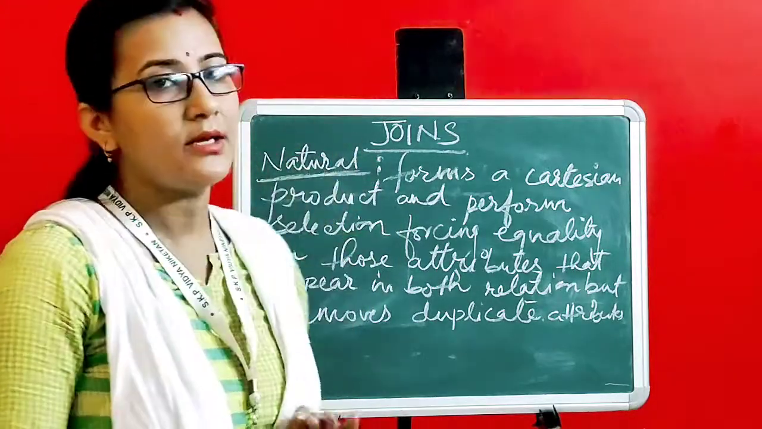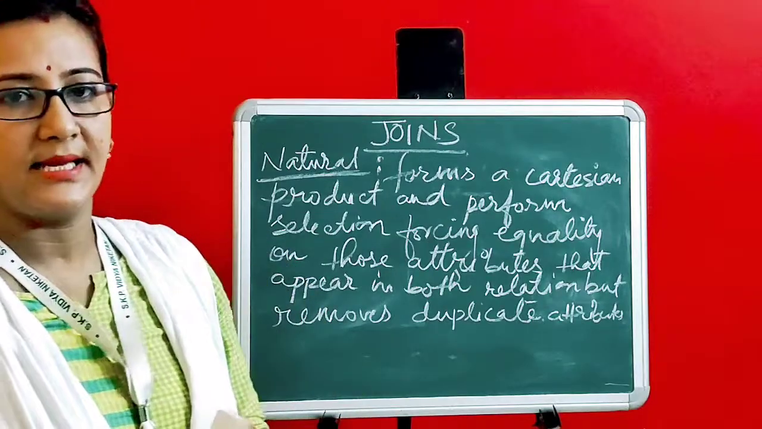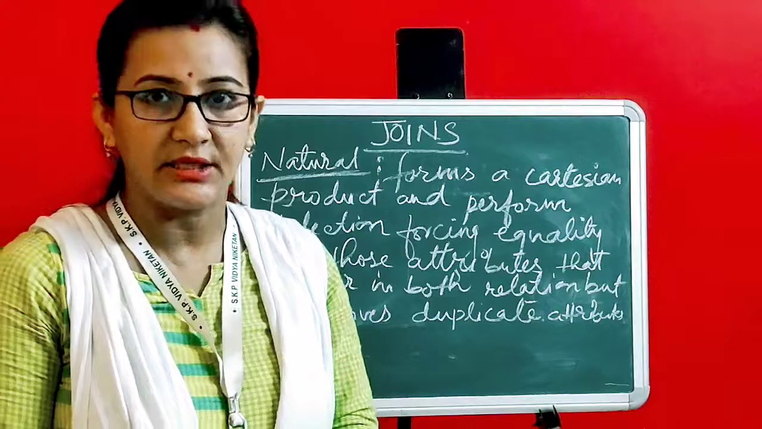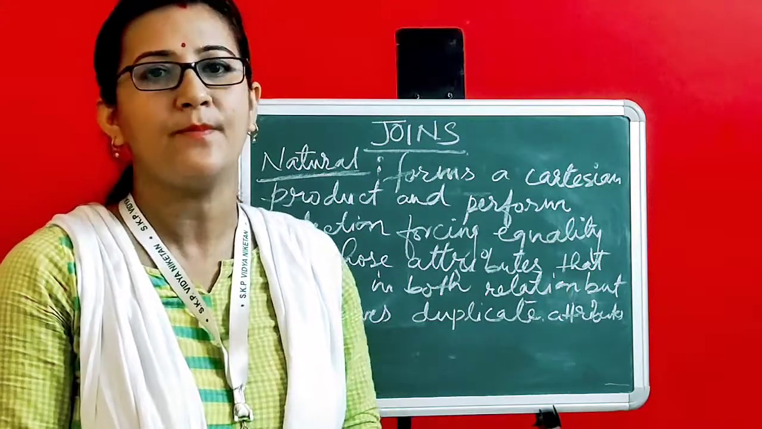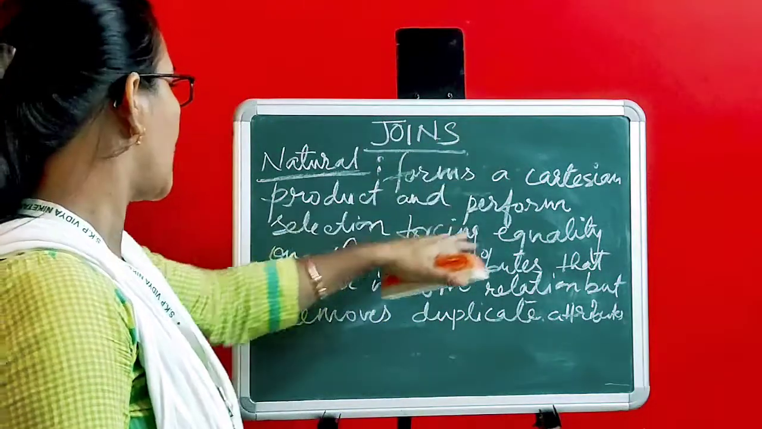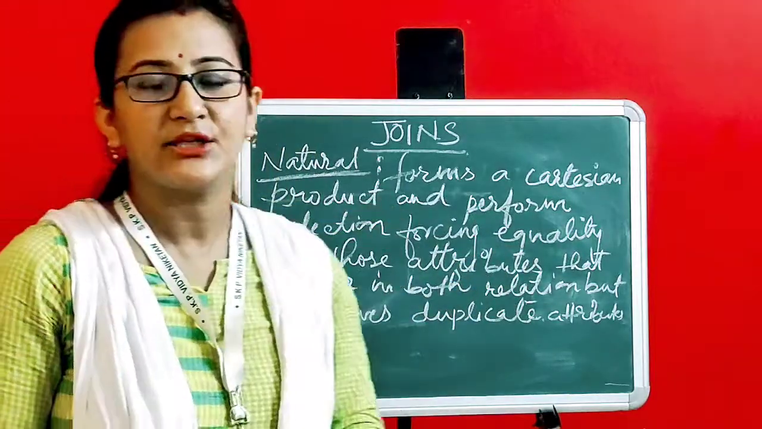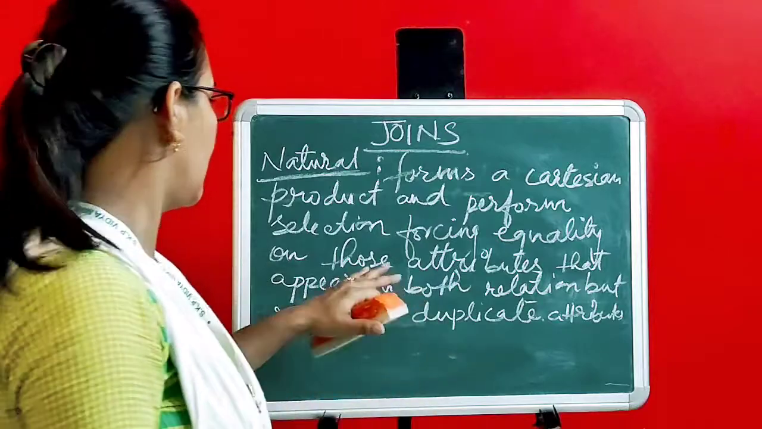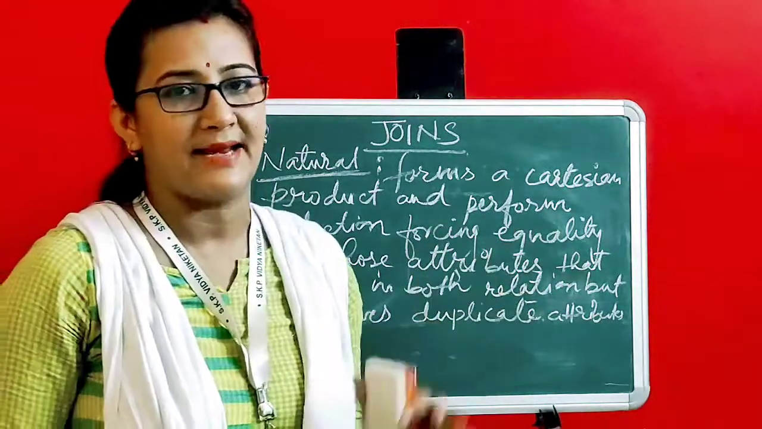So natural join. Now next is natural join. What happens in case of natural join? See, natural join is also a form of Cartesian product. A Cartesian product or Cartesian join is also the same name for cross join. It performs a form of cross join, and performs selection forcing equality on the attributes that appear in both relations, but removes duplicate attributes.